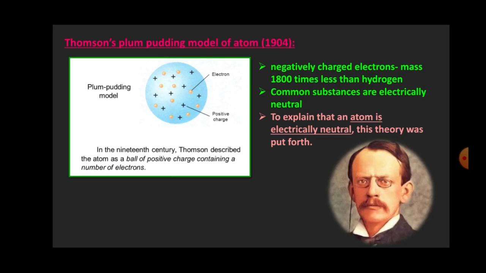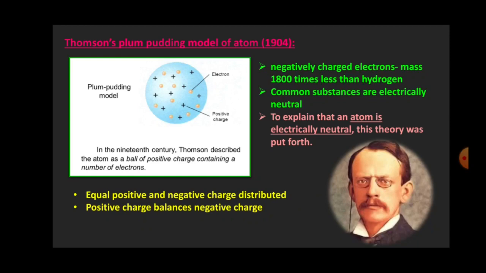Now as you can see in the picture, which shows the plum pudding model, there are negatively charged bead-like structures which are electrons, and the positively charged protons, right? So he described the atom as a ball of positive charge containing a number of electrons. And according to him, the atom is electrically neutral because the positive and the negative charge are equal in number, and thus it does not show any charge.